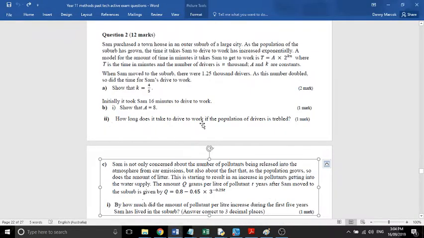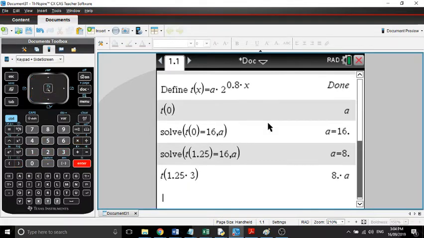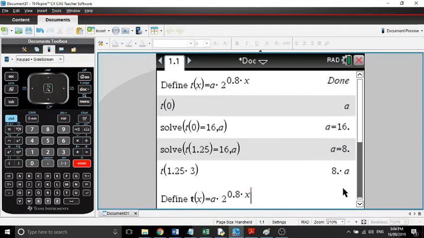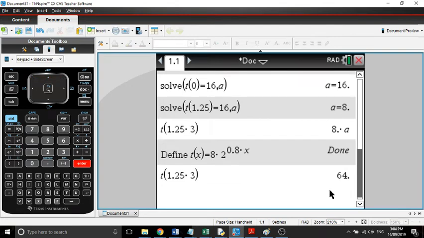How long does it take Sam to drive to work if the population of drivers is trebled? I think that means multiplied by 3. So we can say T of 1.25 times 3 should be 8 times A. So now let's redefine our function to 8 here. And let's do this again. Should take him 64 minutes.